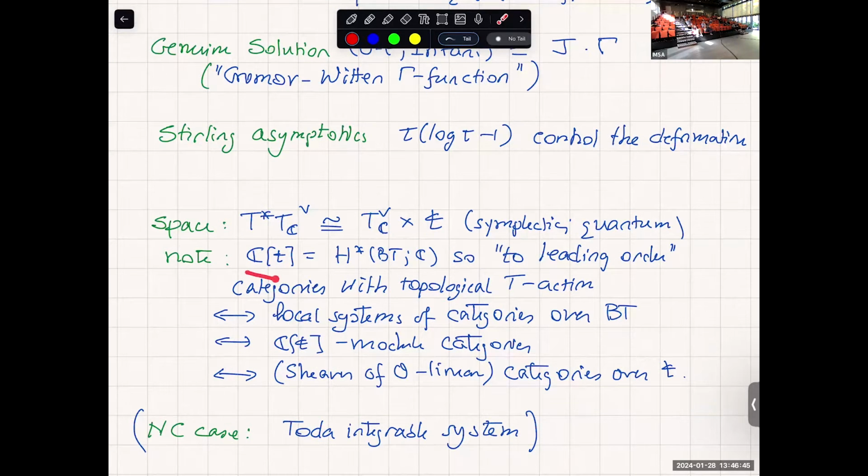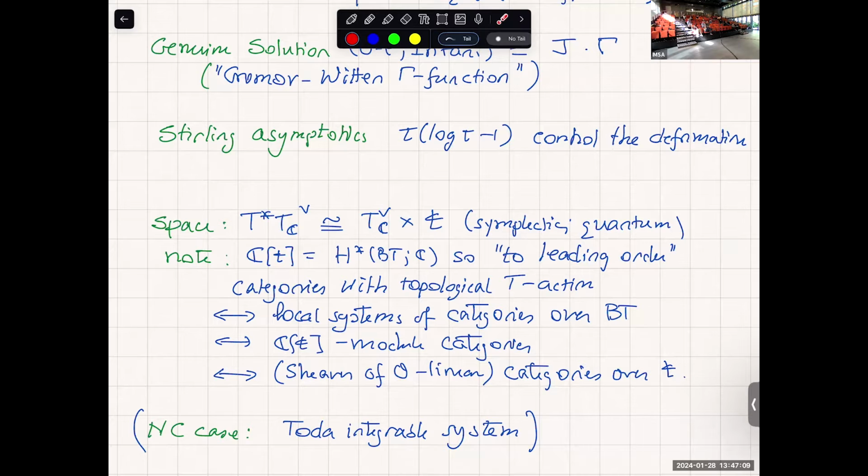But notice also that functions on T are also the cohomology of BT. So again, to leading approximation, we want to say a category with a topological action of the group T should be a local system of categories over the classifying space BT, which would be the same as module categories over functions on T, or sheaves of linear categories on the Lie algebra.